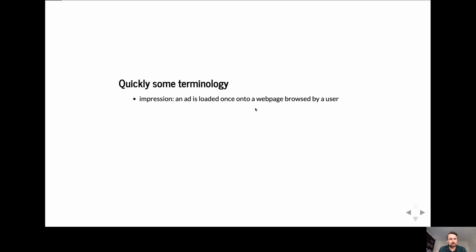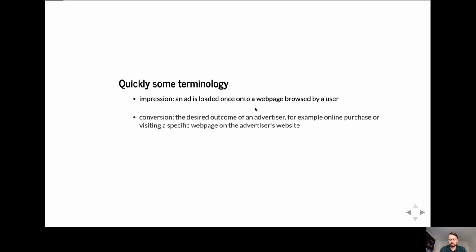Before we can dive into our problem, I quickly need to discuss some terminology. So first we have impression. Impression is when an ad is loaded once onto a web page browsed by a user. Then we have conversion. Conversions are the objective of a campaign. So it's a desired action of a user, for example, doing an online purchase or visiting a specific web page. And third, there's frequency cap. Frequency cap is a setting for campaigns which controls the maximum amount of ads a user can see of a specific ad.